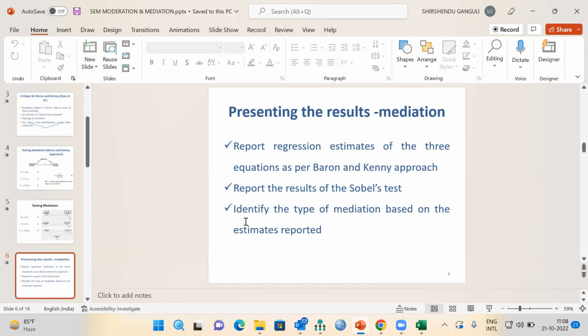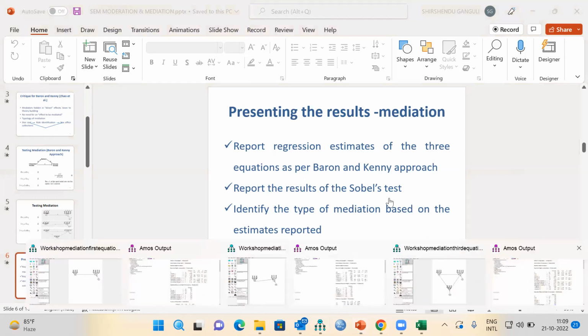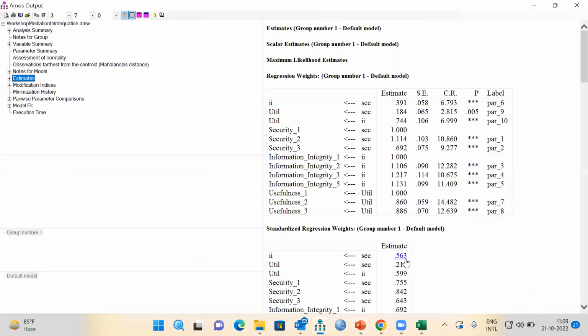Professor, here we are taking the regression weights, not the standardized regression weights, right? For the calculation of Sobel's test, you are saying? Yes, Professor. Yes, because the standard error will not come in the standardized regression weight, na? Standardized regression weights are normalized or standardized values, so you will not get the standard errors. Okay, got it.